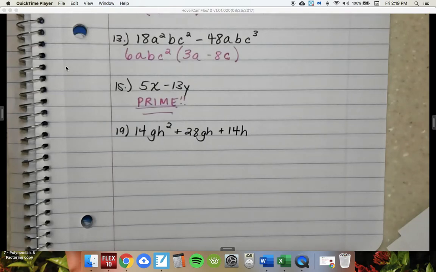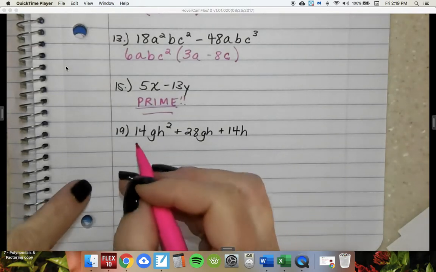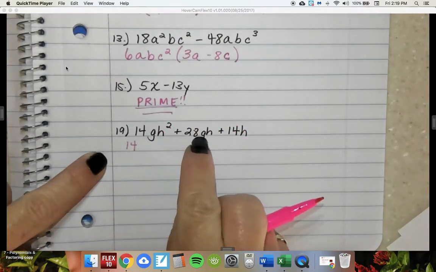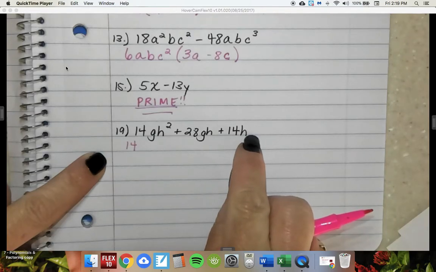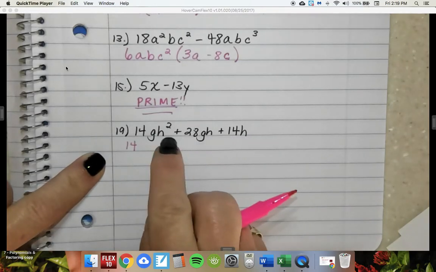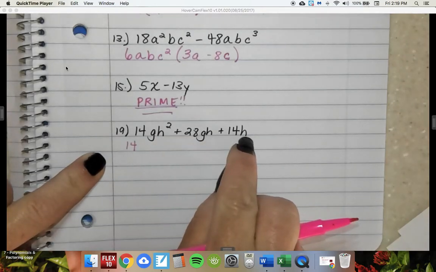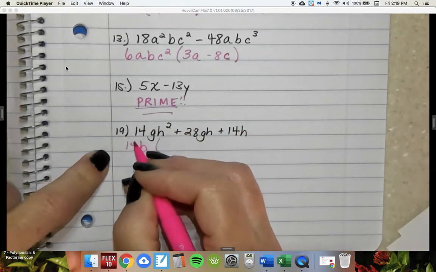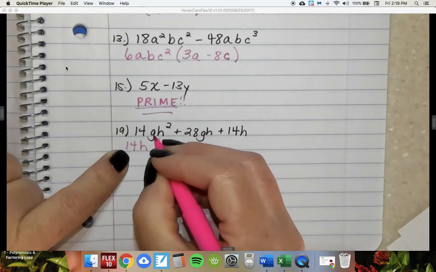Start with the coefficients, a 14 and a 28 and a 14. The biggest thing I can take out of those 3 is a 14. A G, no G's. Nope, I can't take any G's out. H squared, H, and H, I can pull one H out of each. So what gets left behind? Well, that would leave a 1.